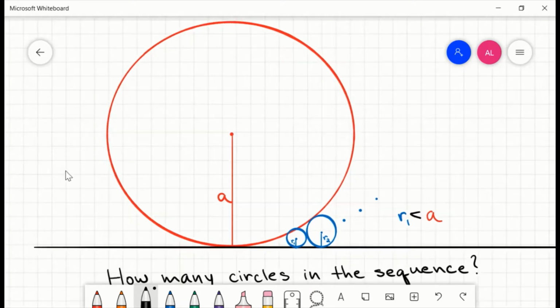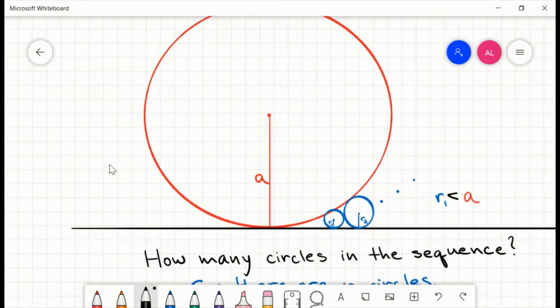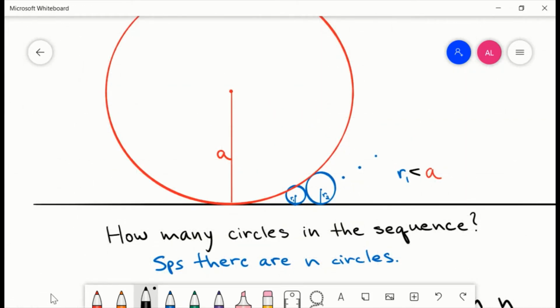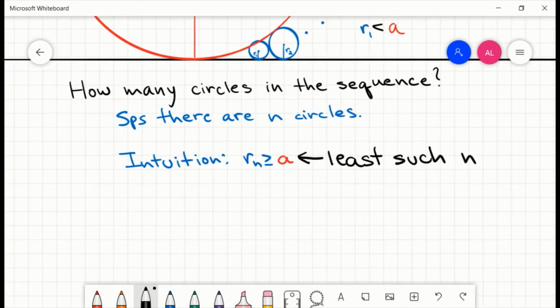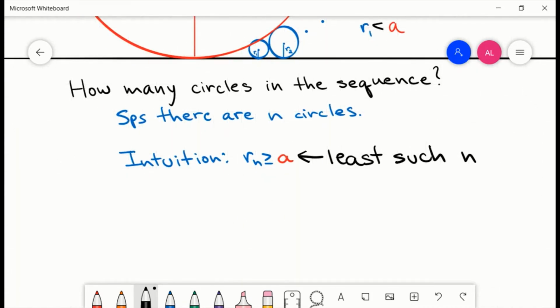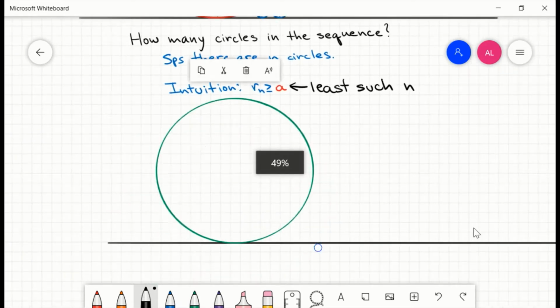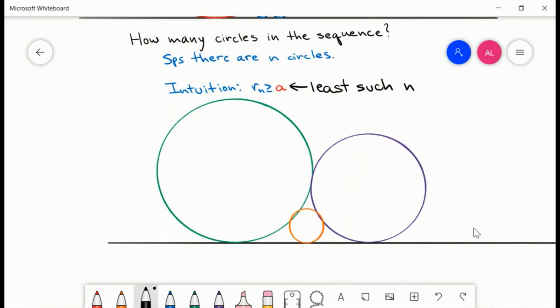But we also want to make it clear that we want the least such n. For instance, we don't want this circle right here, because this circle's radius will also be larger than A, but it's not even in our sequence. So we want the least such n. Now our strategy is to try to express R sub n in terms of n. And now we will investigate a very interesting fact about circles that is useful in general, and that will be crucial to help us solve the problem.